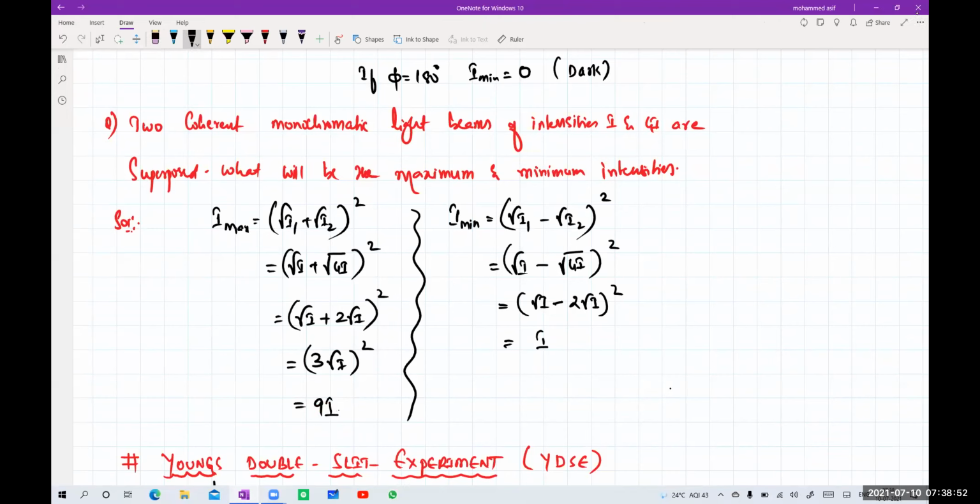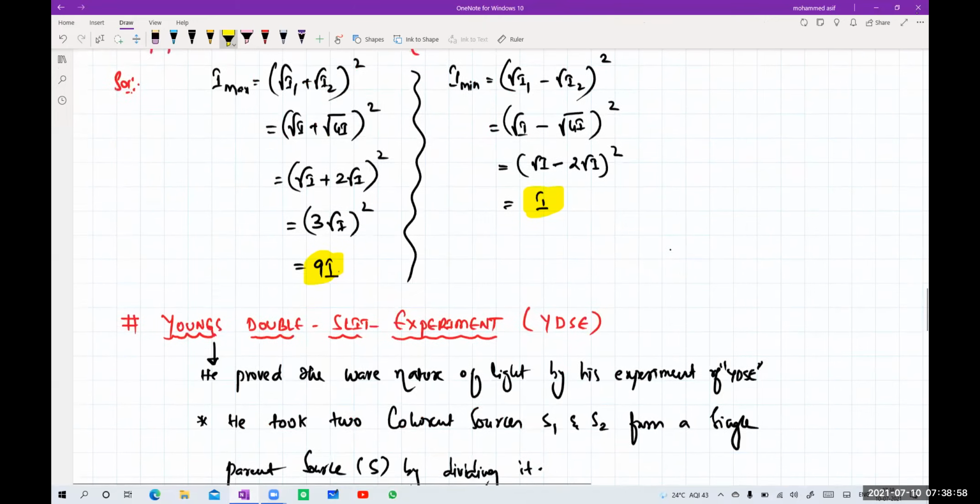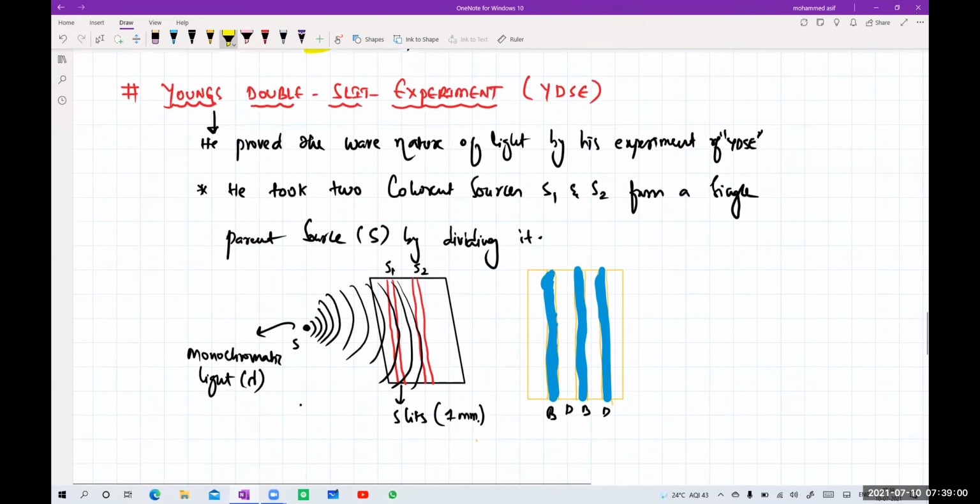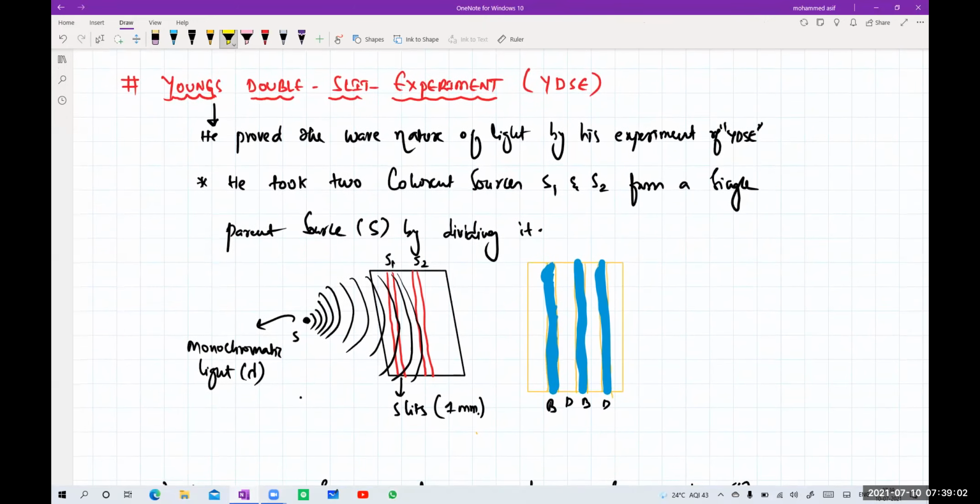Maximum is nothing but equal to your 9I, and minimum is nothing but your I. Okay. Next one is Young's double slit experiment, which is very, very important for your competitive examinations.